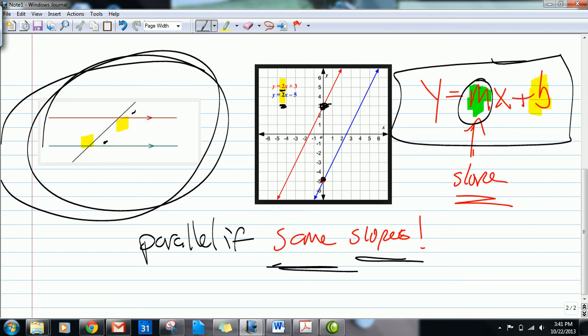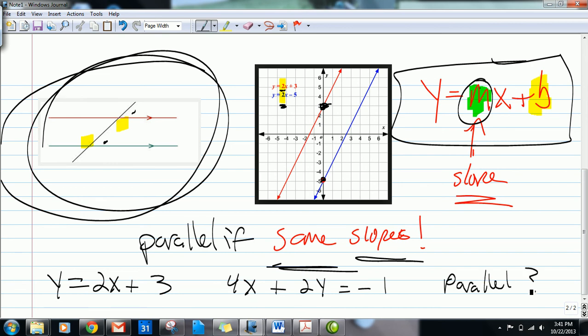Okay, so what I want you to do right now is you tell me if these lines, y equals 2x plus 3 and 4x plus 2y equals -1, are those parallel? Okay, so your turn right now is to think about these two lines and to show if they are or are not parallel. Okay, come into class tomorrow with the answer.